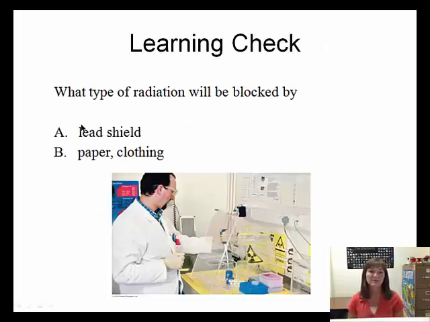So here's the learning check. What type of radiation will be blocked by the following? A is asking what type of radiation is going to be blocked by lead shielding. You can interpret this question different ways. I think they're really getting at that lead shielding is what's used to stop a gamma ray. But technically, lead shielding could also stop an alpha particle and a beta particle. There's no way they're going to penetrate through lead, because paper can stop alpha particles. What radiation can be stopped by paper or clothing? That would be our alpha particle.